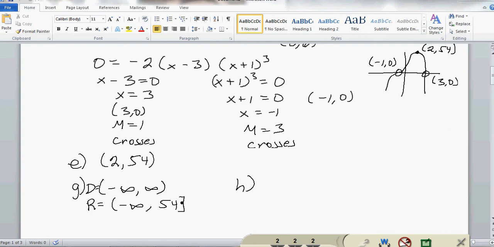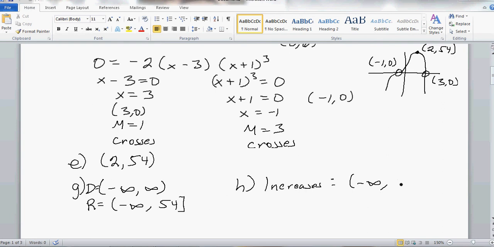And then finally, H asks, use the graph to determine where F is increasing and where it's decreasing. Well, I know it's increasing everywhere up until it hits the very top, and then it's going to be decreasing from then on. So it increases from -infinity all the way up until 2, because remember, where it's increasing and decreasing, we're really interested in the x values. And where is it decreasing? It decreases starting at 2 and forever thereafter.